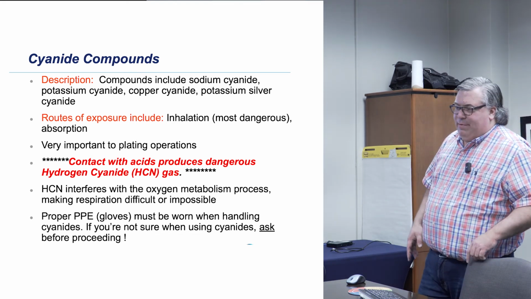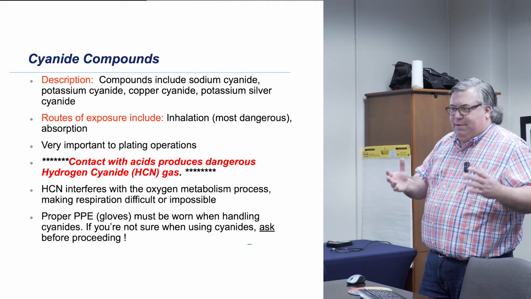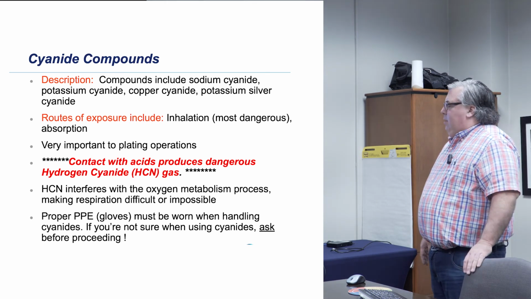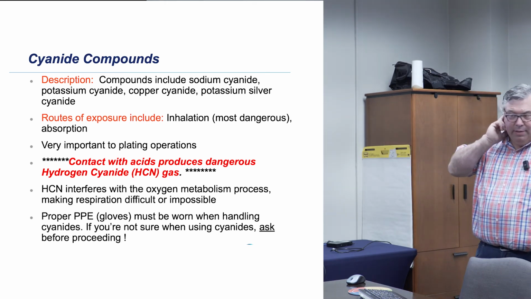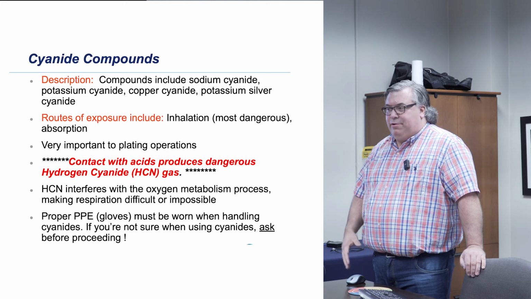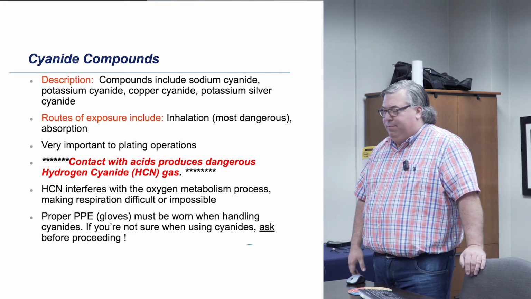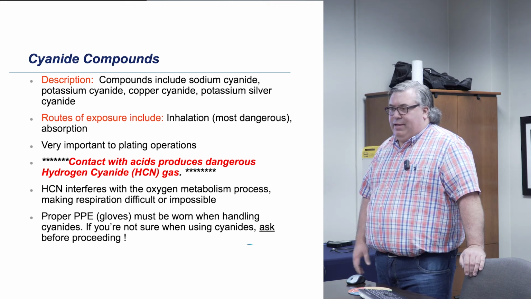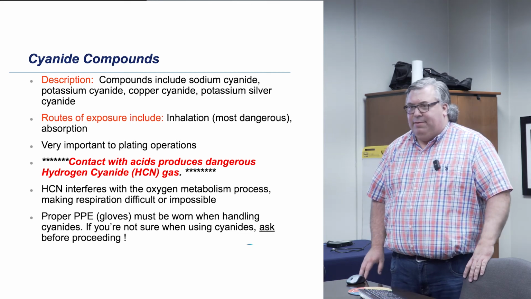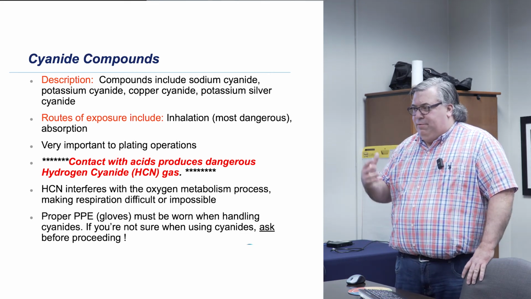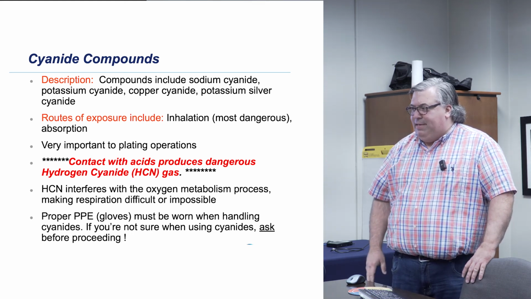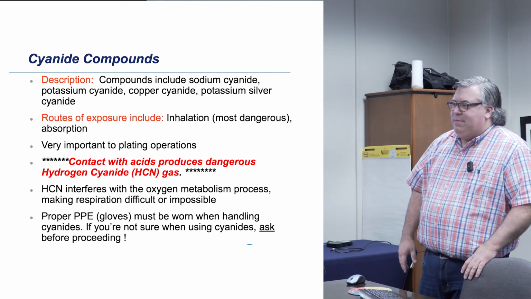Cyanide is very important to plating operations. It's the salt that really makes everything happen in a lot of our plating chemistries. The scariest thing about cyanide isn't the ones that say sodium or potassium or copper. It's hydrogen cyanide, which we don't have here. But you see in bright red in the middle, contact with acids produces dangerous hydrogen cyanide gas. Hydrogen cyanide is what you see in movies where people use cyanide in their little capsules to kill themselves if they get caught as spies, that sort of thing.